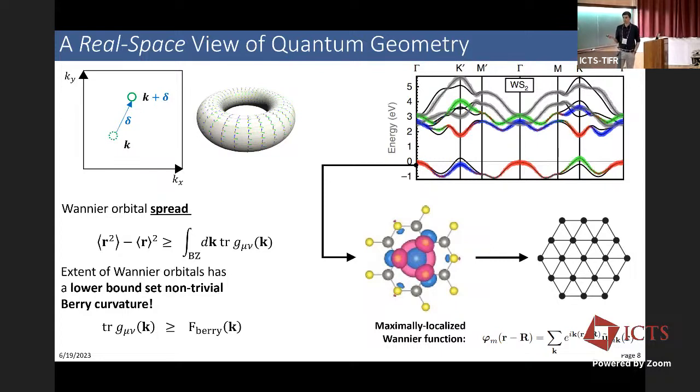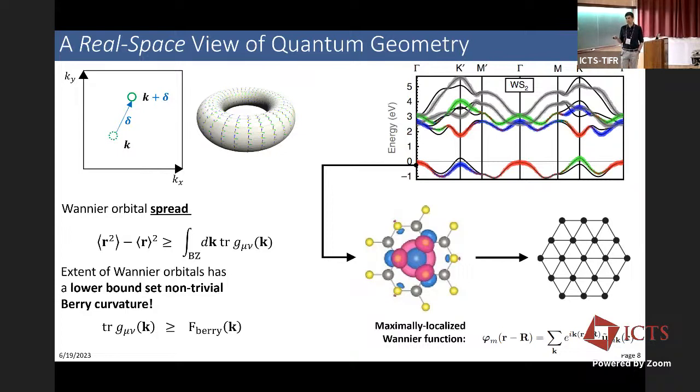Now, back to quantum geometry, the key ingredient is the extent of the Wannier orbital. A simple parametrization is just the Wannier spread, which is the mean squared deviation, which is bounded from below by Brillouin zone integrals of the Fubini-Study metric. Again, tying this back in with our momentum space quantum geometric ingredients.